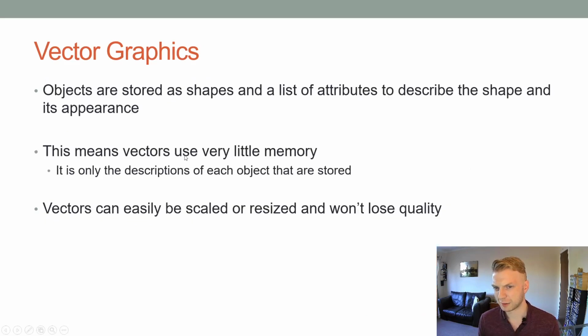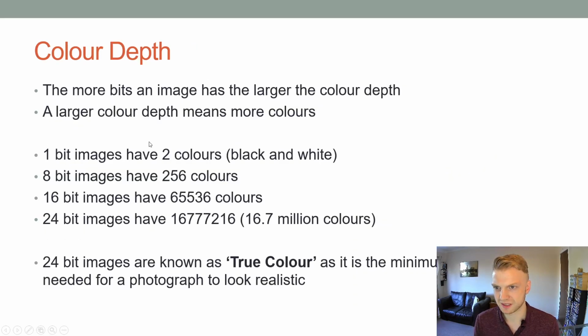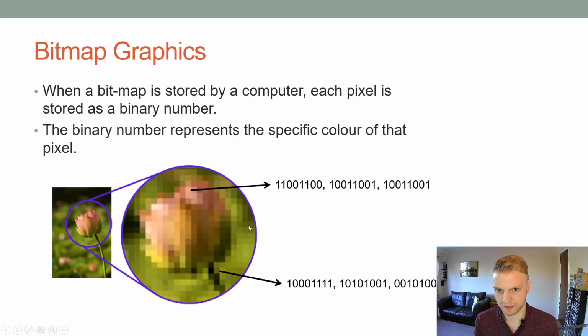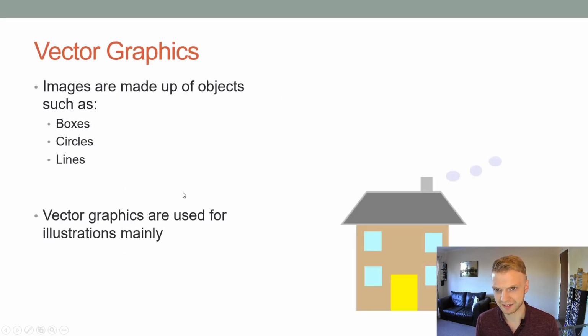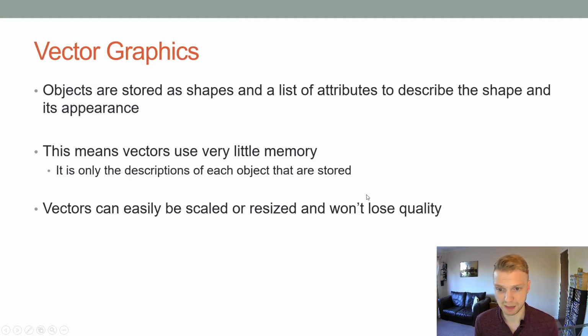So how are they stored? They're stored as shapes and a list of attributes. And this is important because I'm just jumping between slides, but with the bitmaps, every pixel has a 24-bit number. On the other hand, vectors, like this entire shape, could be represented by roughly the same, about 24 bits, maybe slightly more. So as a result, they don't use up much memory. This means vectors use very little memory.